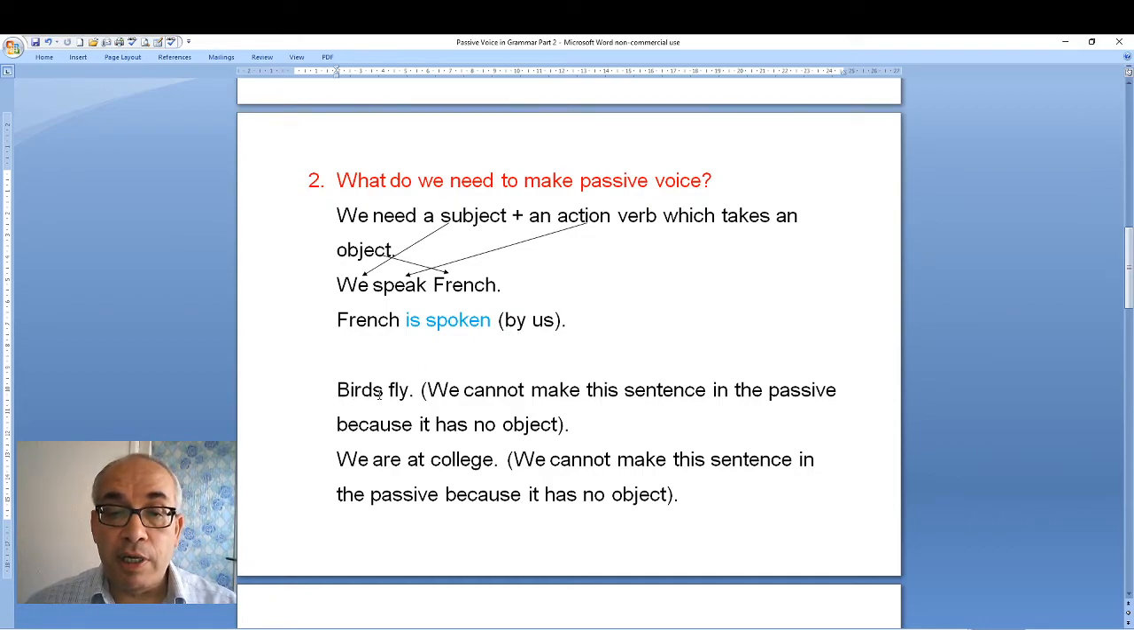It's not a mistake. But if you look at this sentence, birds fly, we cannot make this sentence in the passive because it has no object. Birds fly, full stop. Subject, verb, no object. No object, it means I cannot make passive voice. If I want to make passive voice, I need a subject, I need an action verb, and I need an object. We are at college. We cannot make this sentence in the passive voice because it has no object. So remember, to make passive voice, what do you need? You need a subject, you need an action verb, and you need an object.